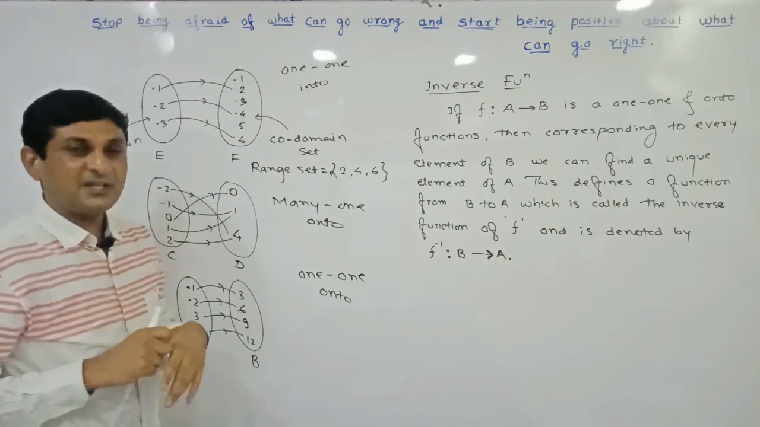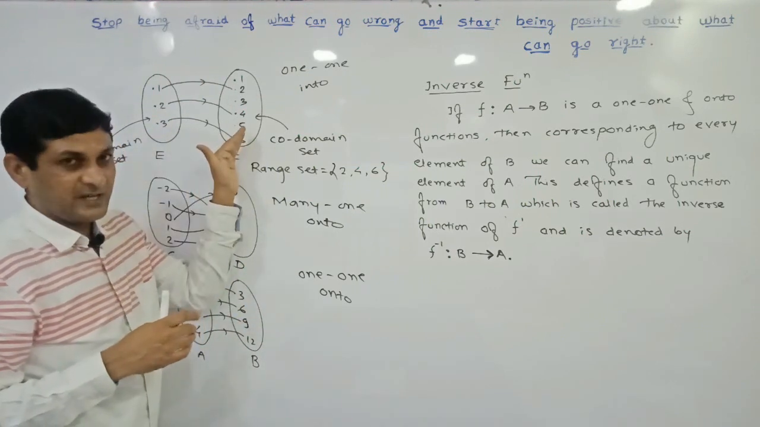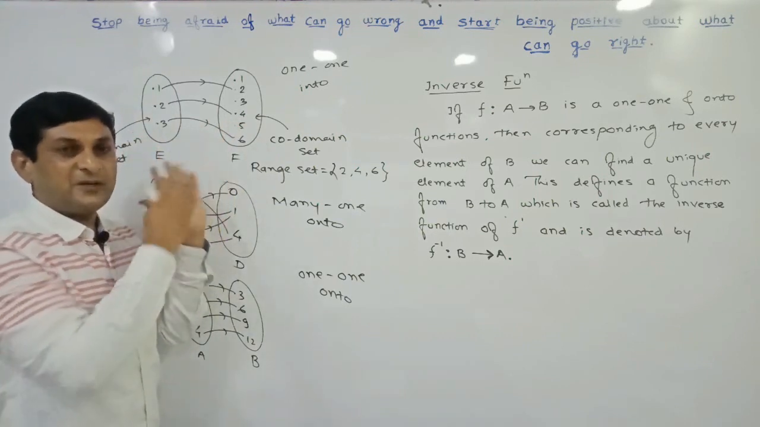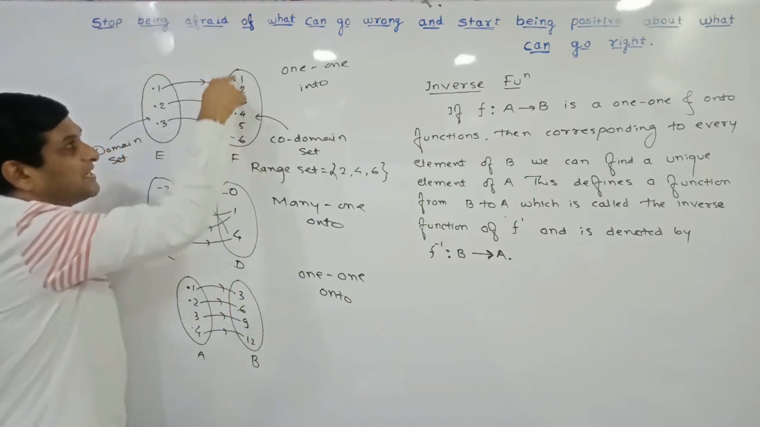What is the first condition? Every element should be related. Now look again: there is a function from E to F, and now we are checking whether a function from F to E can be defined or not. Okay, so now check whether every element is related.